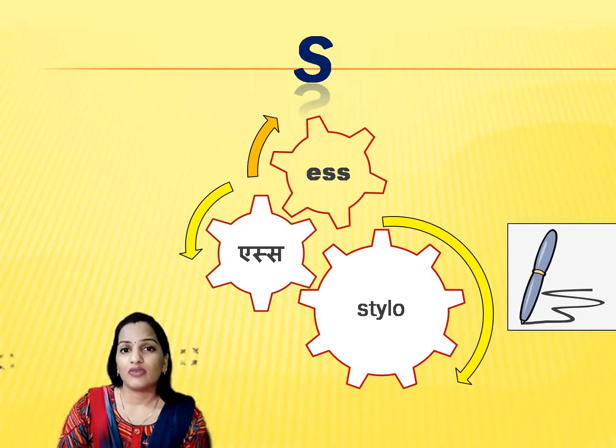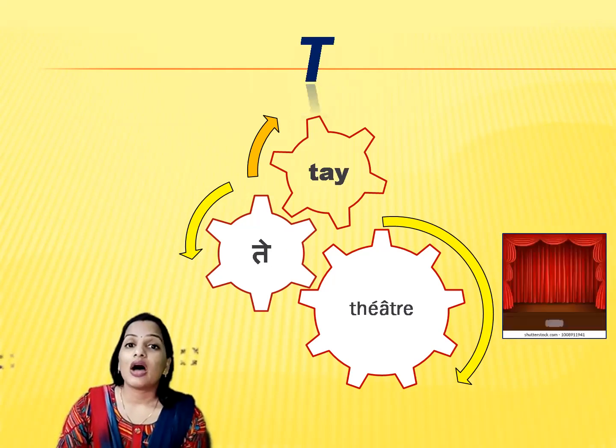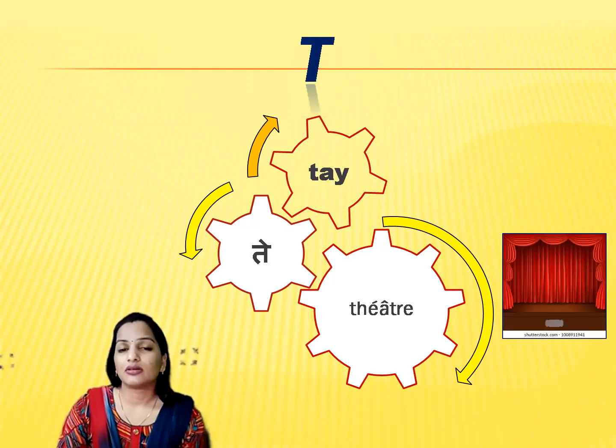Okay. Very good. The next letter is T. How do we pronounce T in French? It is te. What is it? Te. Okay. And one example is théâtre. Not theater, theater is in English. In French, it is théâtre. Repeat. Théâtre. Très bien. Okay.